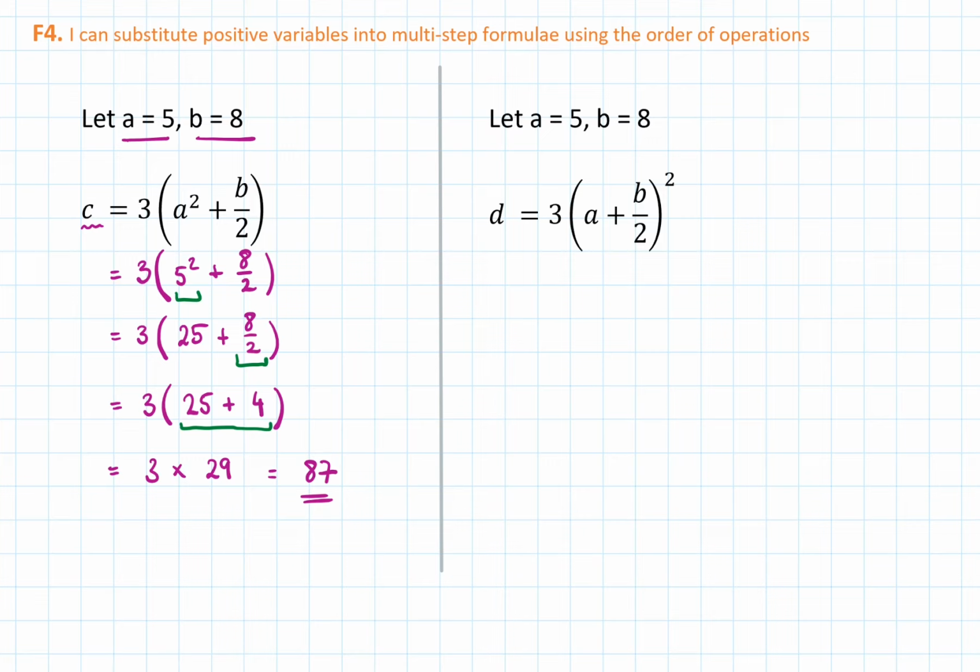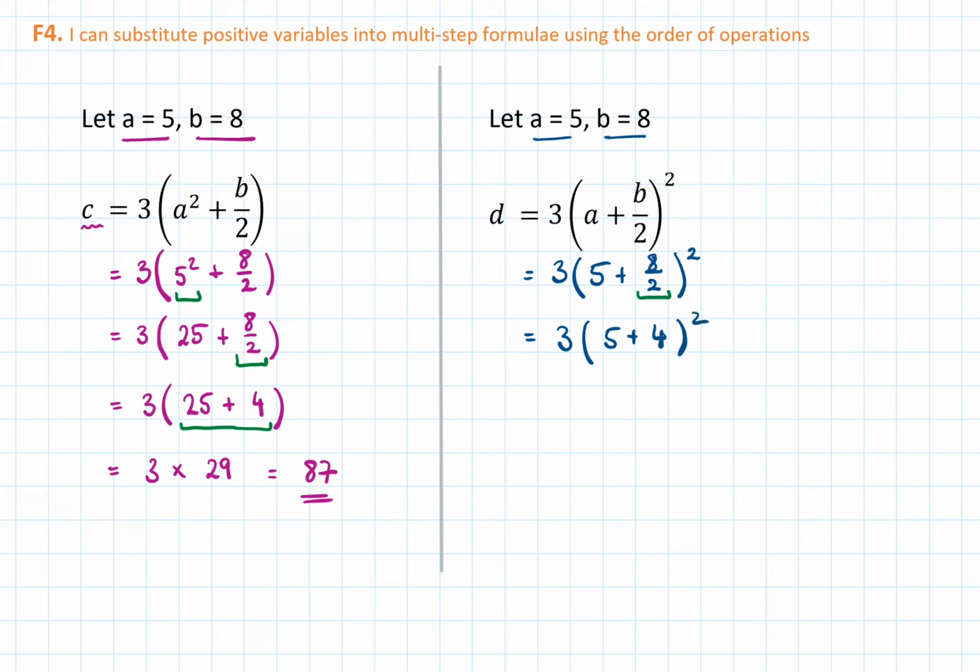Moving on to the next one, it will be very similar, except for the part that the square is now on the whole bracket. So let's substitute A and B. D equals 3 times, in brackets, A plus B over 2, all of it squared. After substitution, we get 3 times 5 plus 8 over 2, all of it squared. First, we need to deal with what's in the bracket. There's a division which takes precedence over the addition. So we will do 3 times 5 plus 8 over 2 is 4.